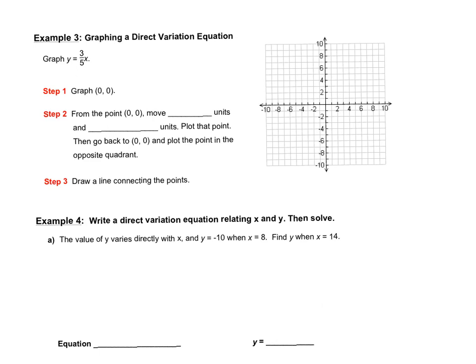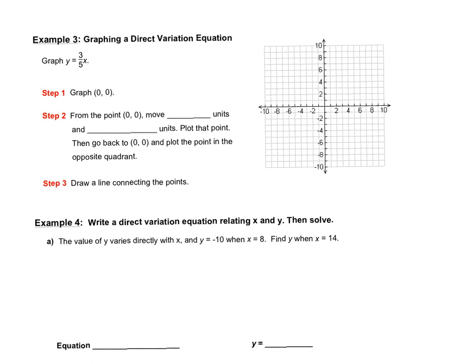To graph a direct variation, we're always going to start at 0, 0. And then you're going to use the k, the 3/5, to move up 3 units and right 5 units. Because this is rise over run. And since it was positive, it's going to go up. And since we're running positive 5, it would be to the right. So I'm going to go up 3 and over 5.